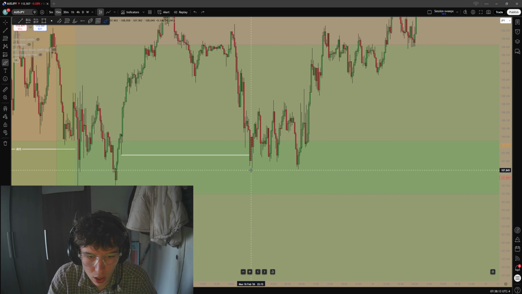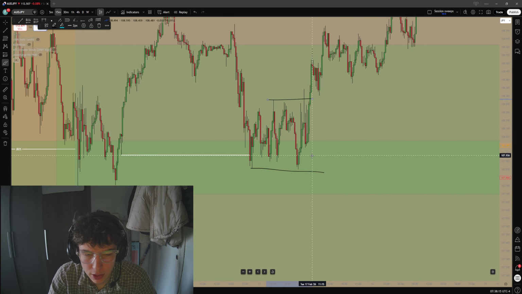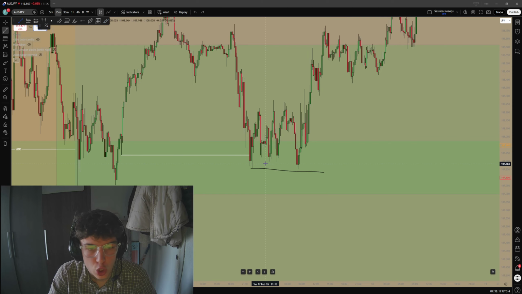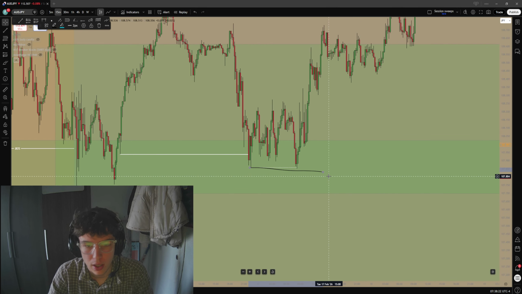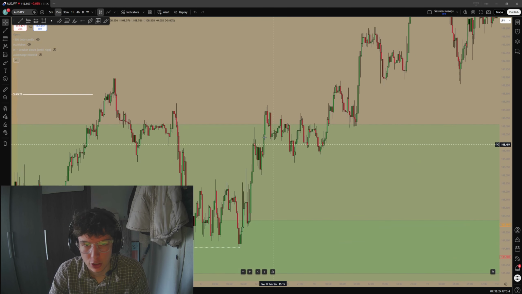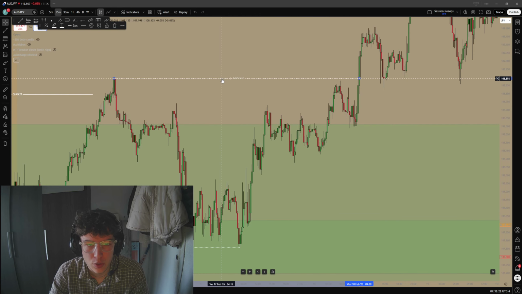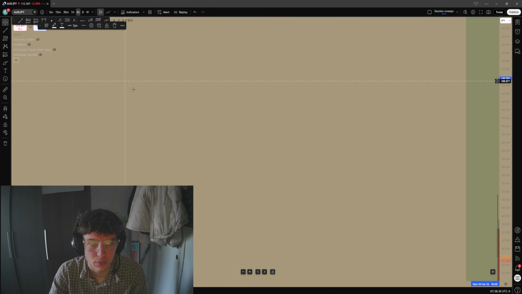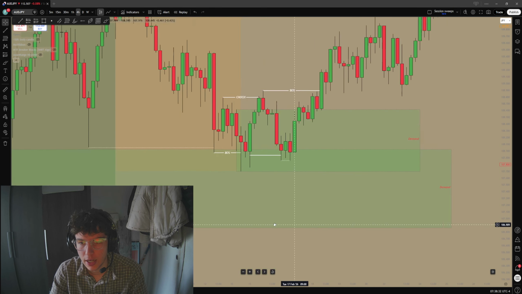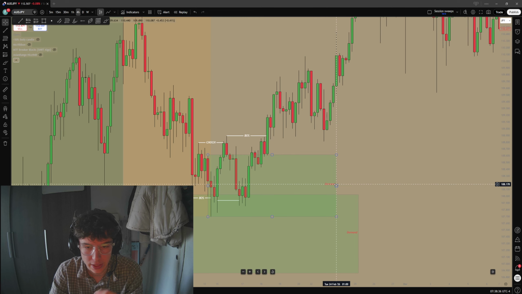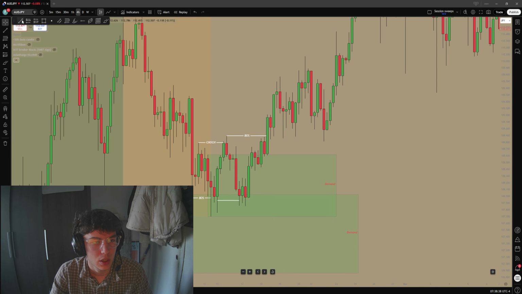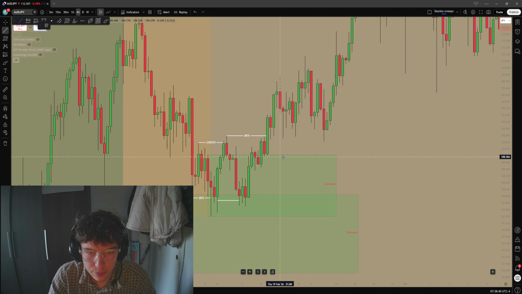What do we see? We see a low being created, a high being created. We see price sweeping out this low, and we see price reversing towards the upside, creating a new break of structure. And if we look at this right now, we are going to see order flow being held. Okay, so we see a break of structure.